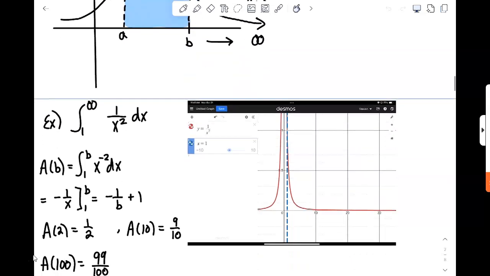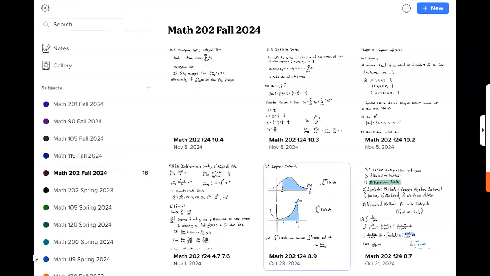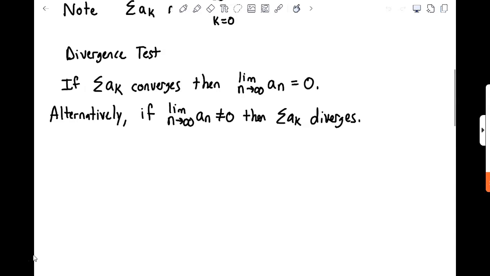Okay, so that's what also matters. In addition to the limit going to 0, it also has to get to 0 quick enough. And that's what our different tests that we're going to be using a little later on are going to help us do. Okay, so that is the divergence test, and we're going to be looking at some examples to check whether something diverges or not, or whether we can't tell.